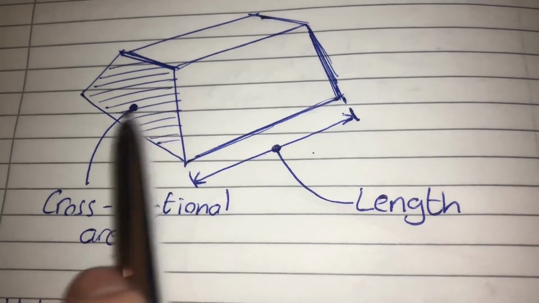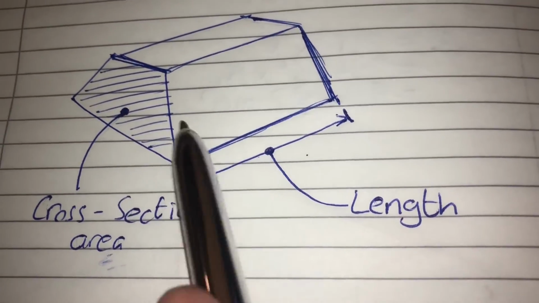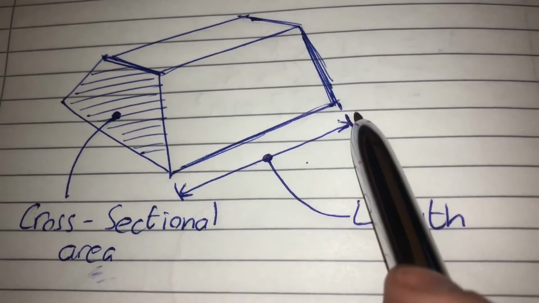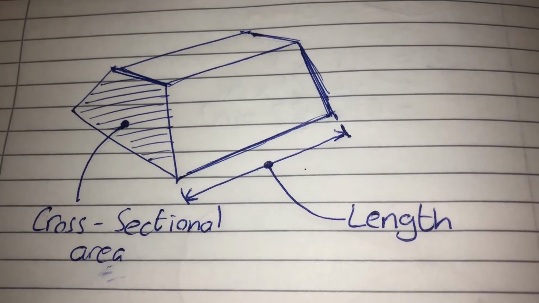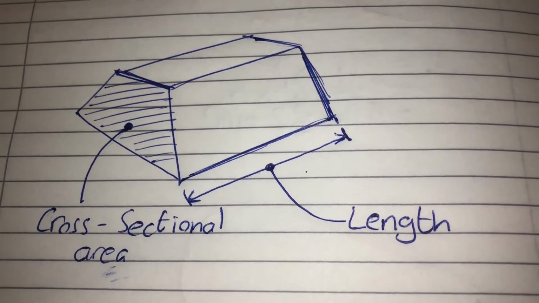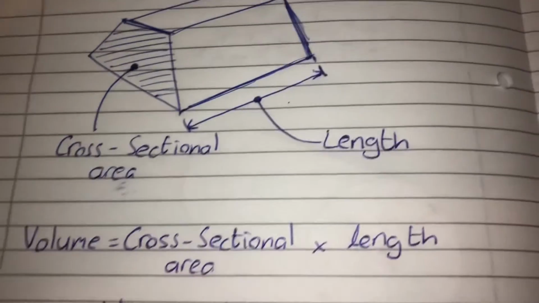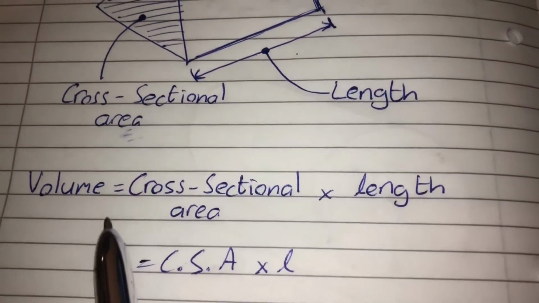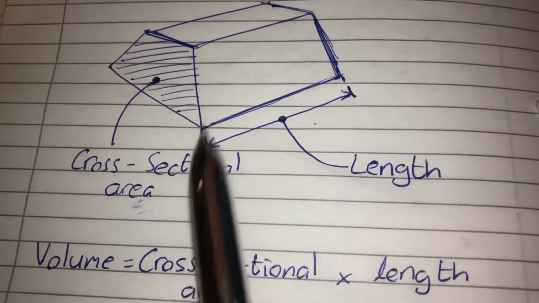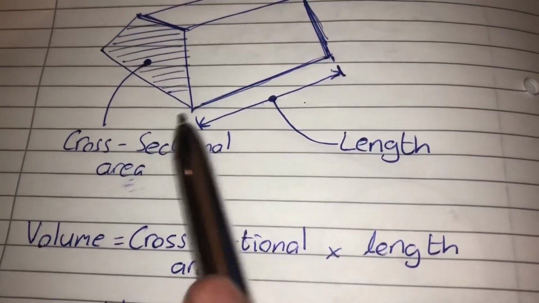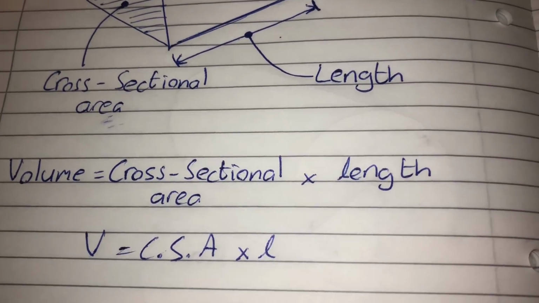So whatever that cross-sectional area is, in this case, just a rough example, some form of quadrilateral, find out the area of what that is and then multiply it by the length. So it's important that you are familiar with how you find the area of your different two-dimensional shapes, such as rectangles, squares, triangles, circles, trapeziums, and so on. Okay, so the volume of any prism is simply given by the cross-sectional area, the cross-section being the end face here, times the length of the entire prism itself. So CSA, cross-sectional area for short, times length.